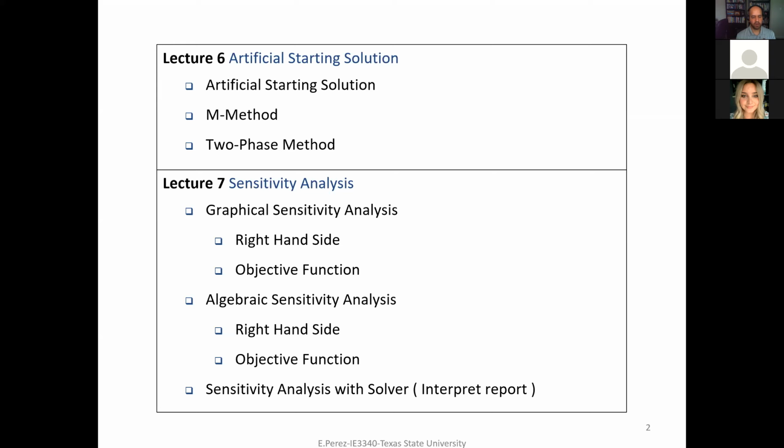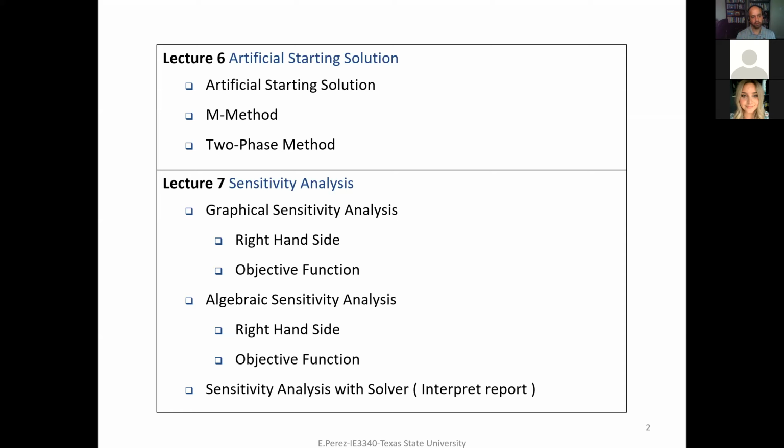So we discussed the graphical sensitivity analysis for the right-hand side and the objective function. What would happen if you make changes to the right-hand side of the constraints? How would that impact the optimal solution? Also for the objective function, if you want to increase or decrease, let's say, the price for a product, how would that impact the solution of your problem? And we did that for problems with two decision variables. So that was a graphical sensitivity analysis.